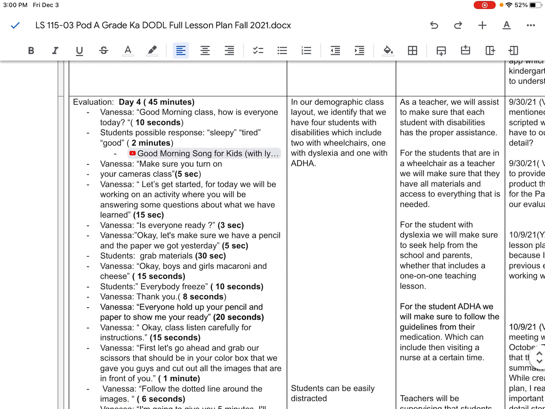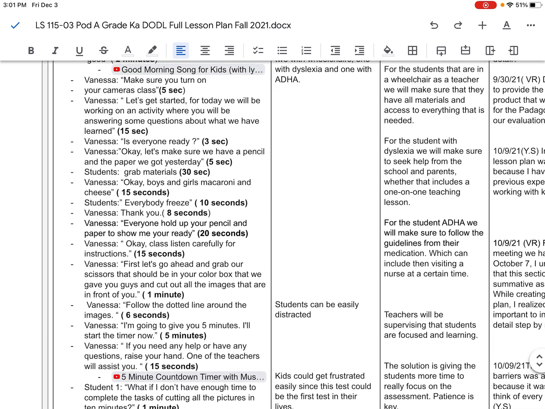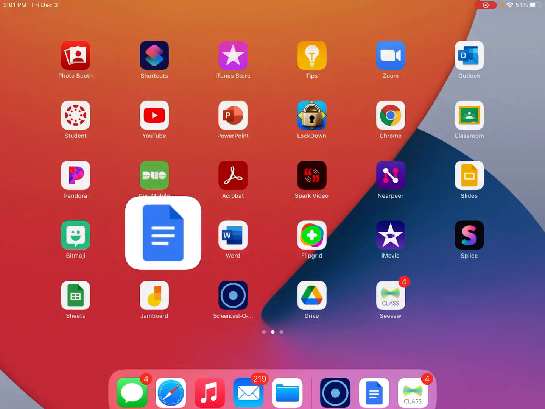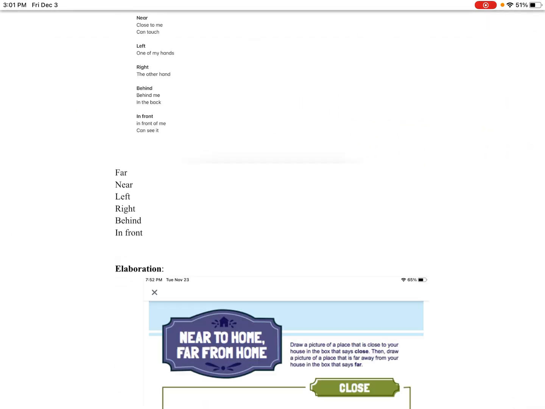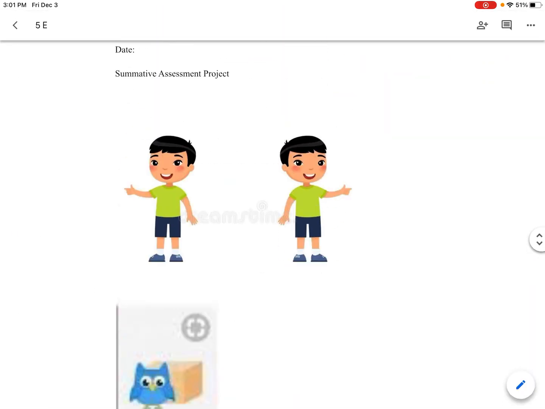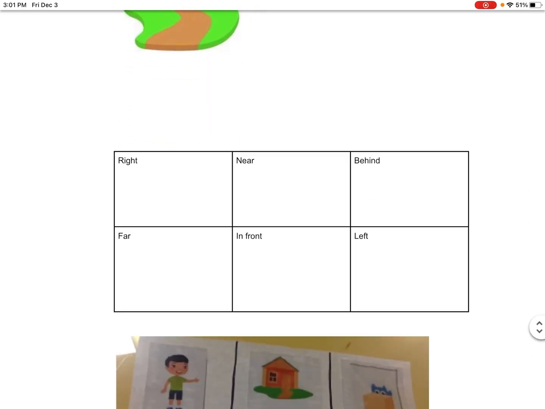And my second favorite was the summative project assessment. In this one, students also did a hands-on activity. So students were cutting these 6 images and placing them into the correct key term.